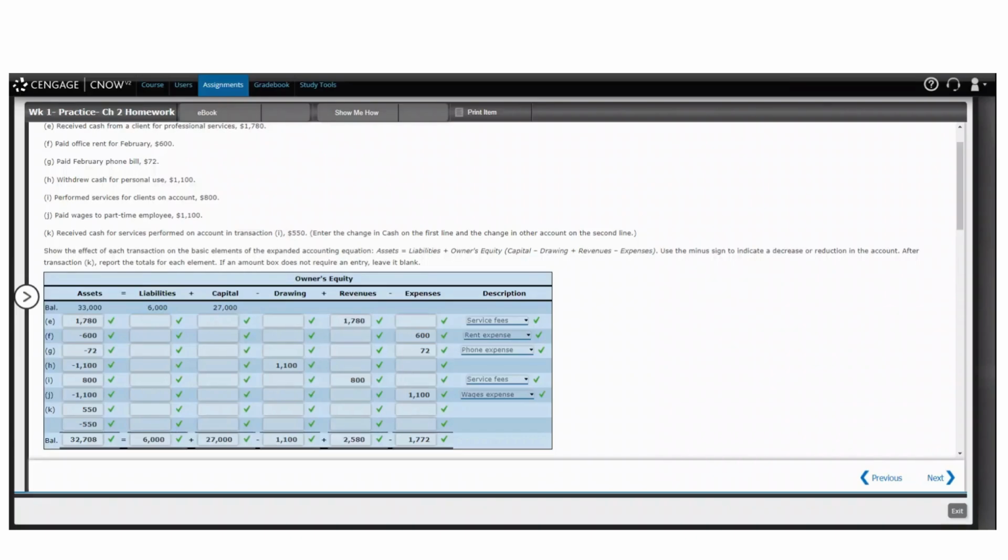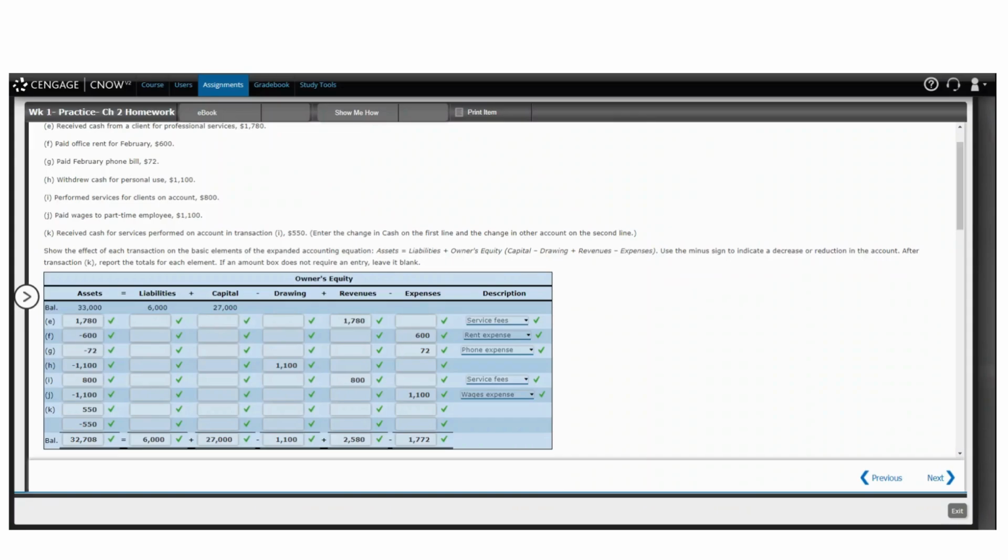All right, let's take a look at number 3. We are given a series of transactions. We see E, F, G, H, I, J, and K. So take it one by one, take it line by line. We are going to enter these transactions into our chart one by one, okay?